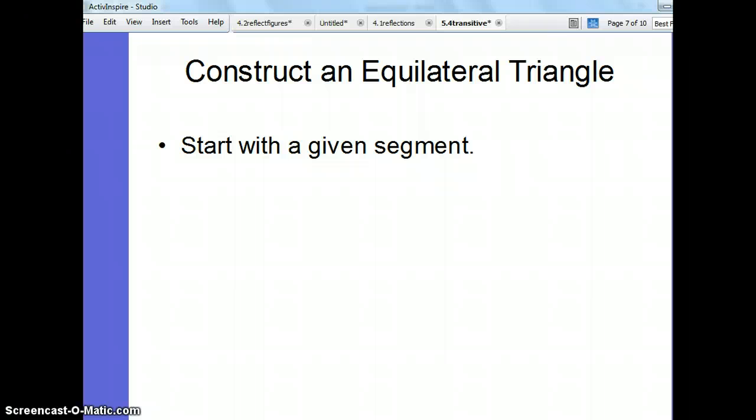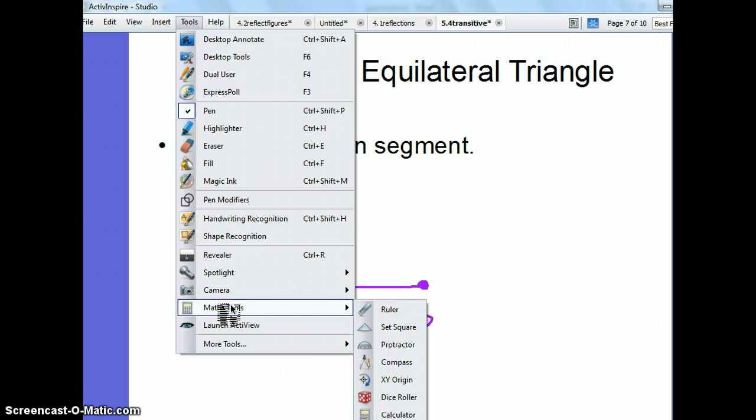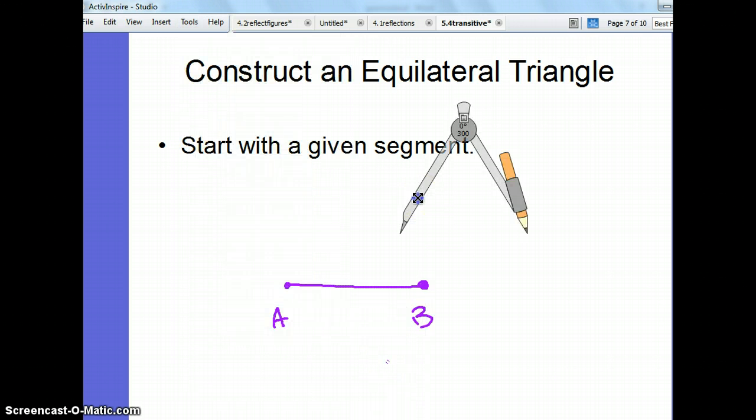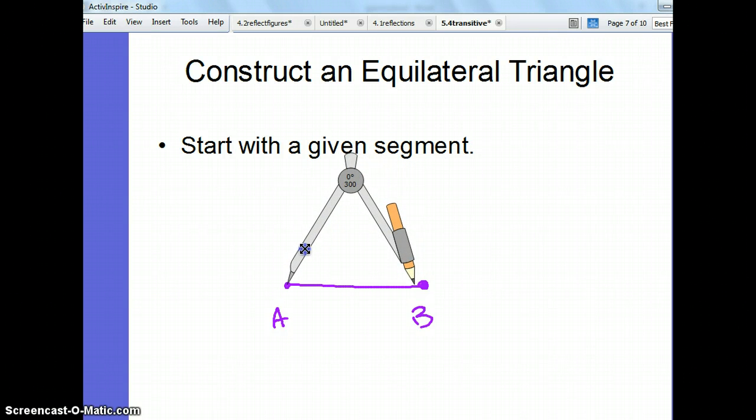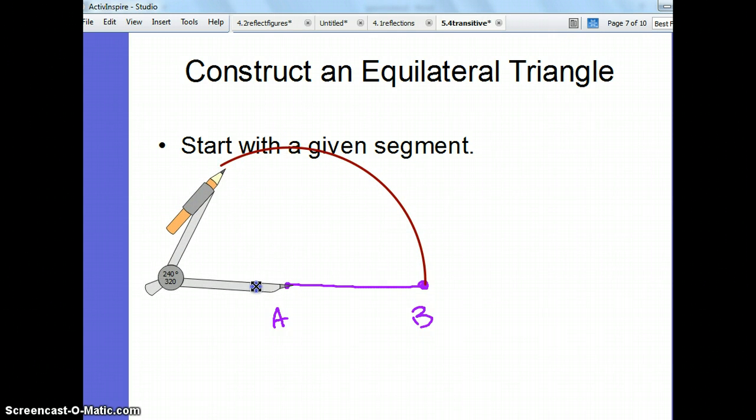Now, real quick, I'm going to do a couple of constructions, and we're going to construct an equilateral triangle, starting with a segment. So if I ask you to do this, I'd start with a segment. I'm going to call it AB. We need our compass. So to make it equilateral, we're going to put the compass point on A and the pencil at B. And we're going to draw that arc, or that part of the circle, from there.